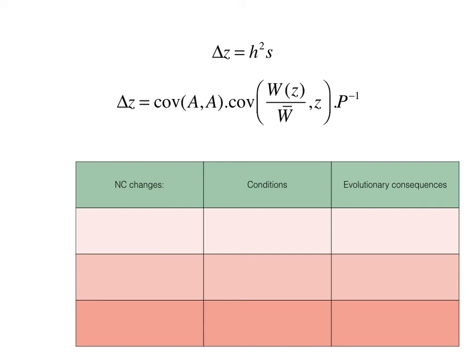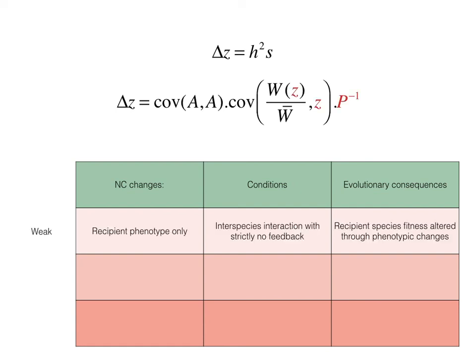What conditions can we expect to see this kind of niche construction? And what are the evolutionary consequences of those changes? So the first row that I want to fill in is this. This is what I want to call weak niche construction, and what I think Dawkins and Brodie might call niche changing. And this is where the niche construction changes the recipient phenotype only.